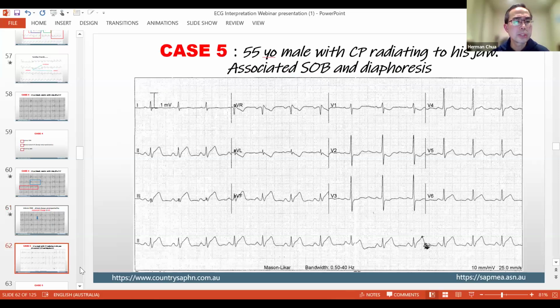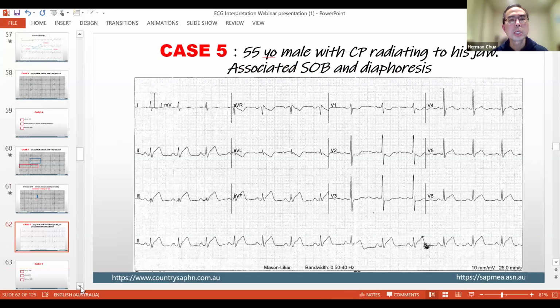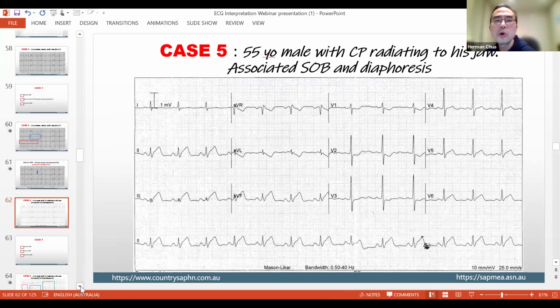The next case is a 55-year-old male with chest pain that radiates to his jaw, associated with shortness of breath and diaphoresis. First of all, what do you reckon about that story? This is basically an ischemic sounding chest pain. People say if the patient sweats, you should sweat, right? So what is this? Is this an inferior OMI? Is this a lateral OMI? Or is this a posterior OMI?